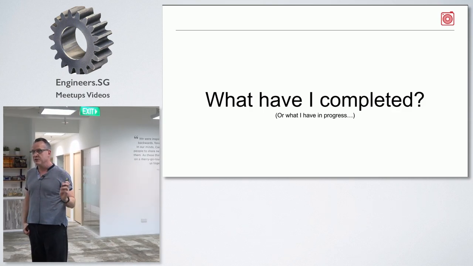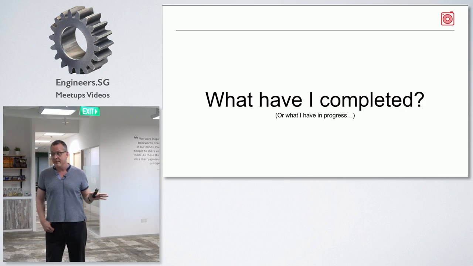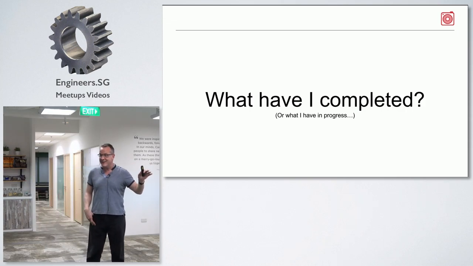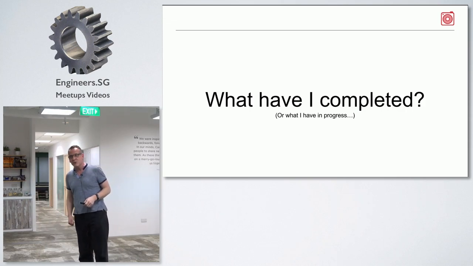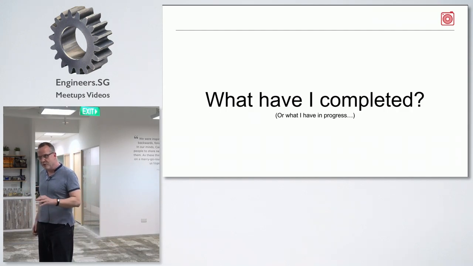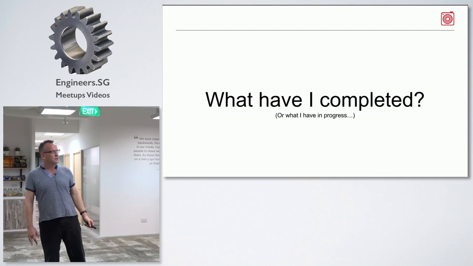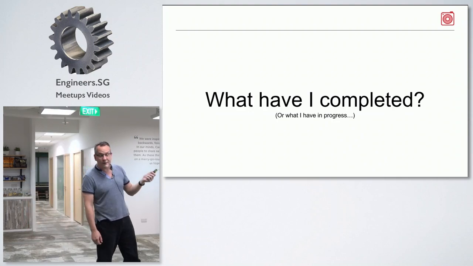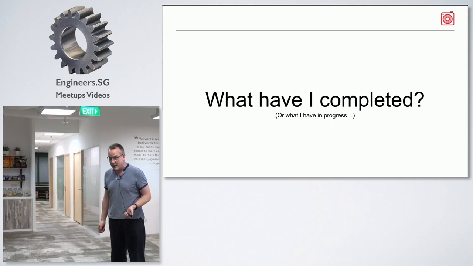But that also goes back to your stories. Have you formed your stories well so that they're not too big, that they are fine-grained enough? That is key. If you do that, then you're okay. And then you'll be able to, every day, say, yeah, I finished one story yesterday. Or every 2 days, yeah, we finished that story. We're moving on, okay? So the question here is, what have I completed, or what do I have in progress?